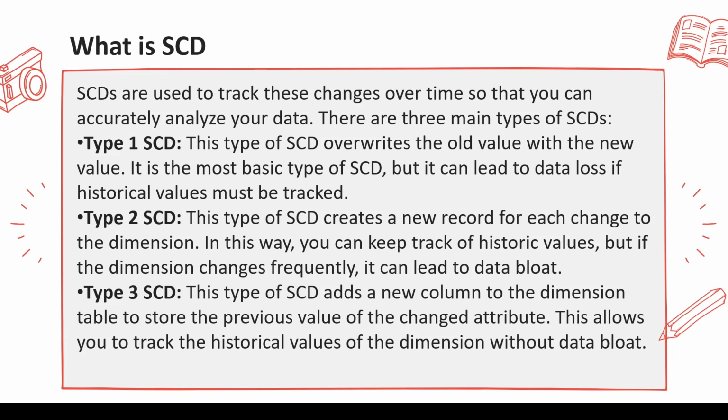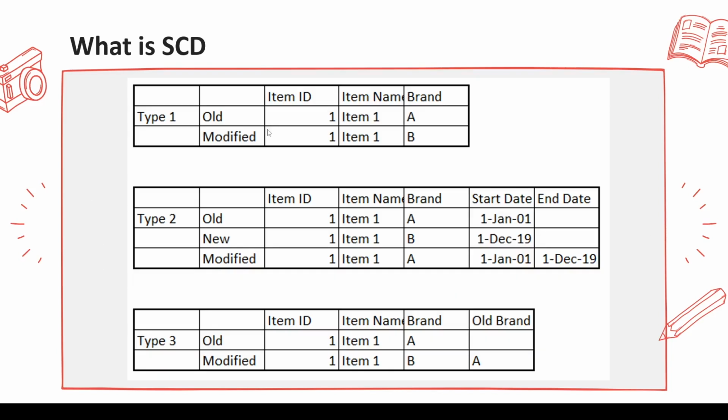Now there are SCD type 4 and SCD type 6. You can also read about those. Let's look at some examples of how the data would look in case of SCD, with the old data and the modified data. In type 1, we simply overwrite, so we don't know the history. Item ID 1, item name is item 1, brand was A, and we have modified it to B. This is the same record as the previous one, but there is no tracking here.